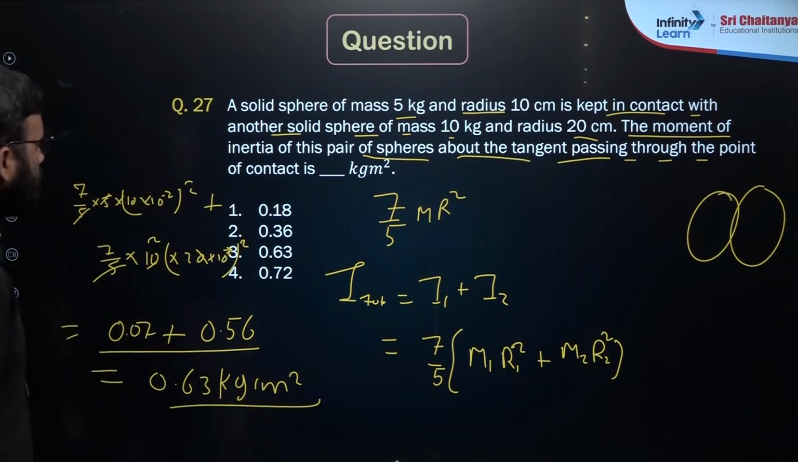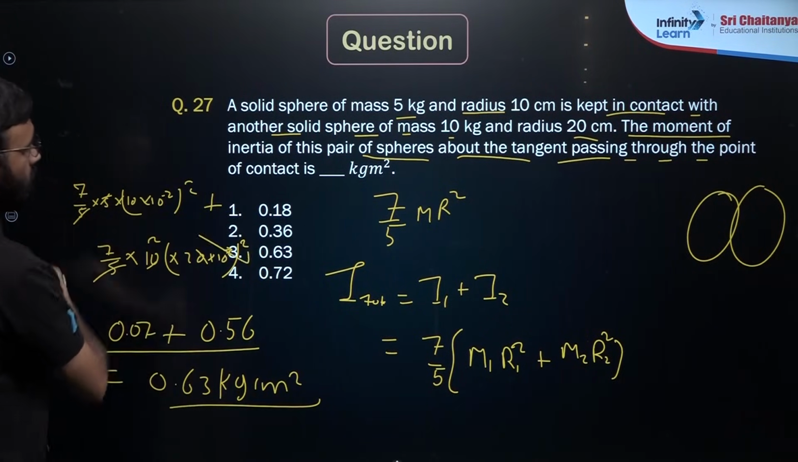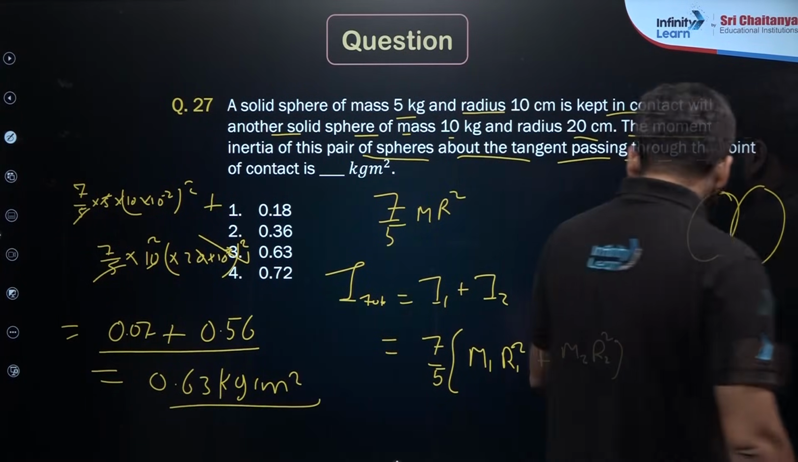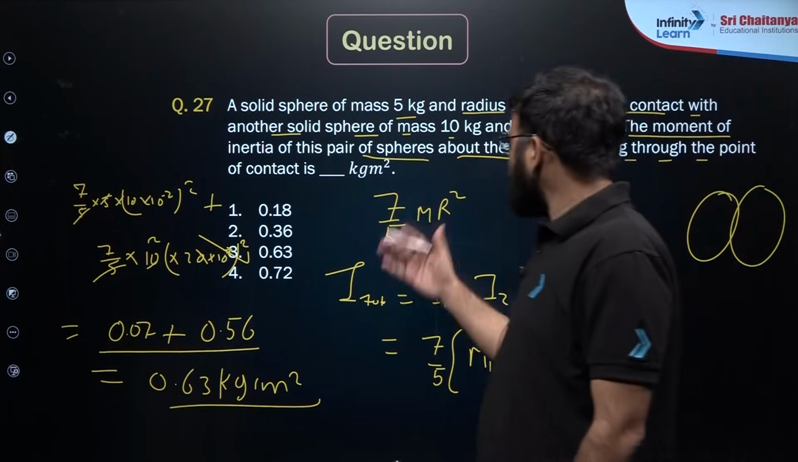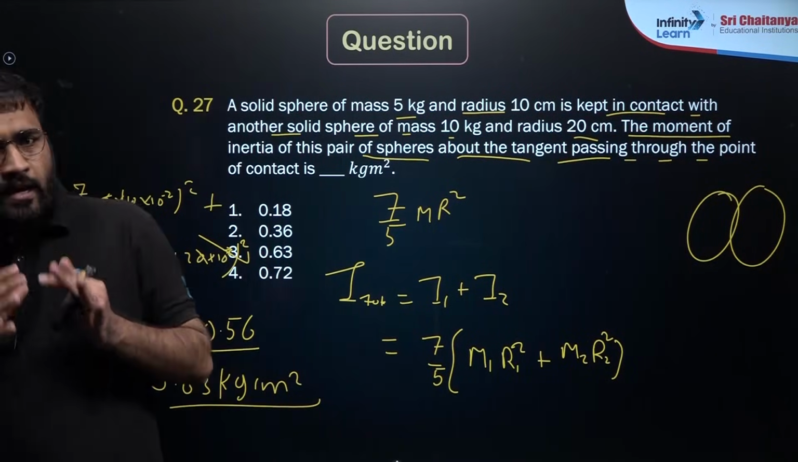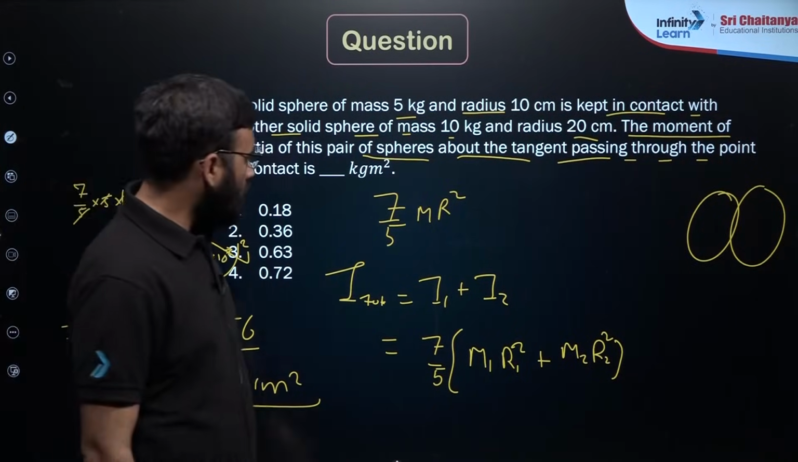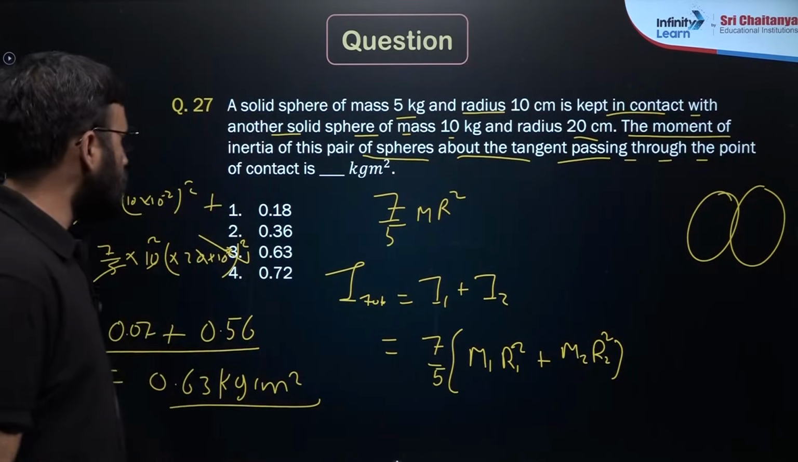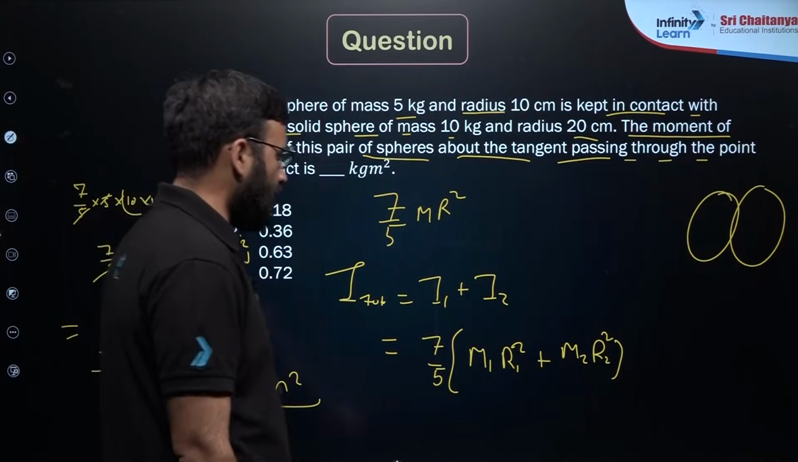So which option? Option third is your correct answer, beta. Just find the moment of inertia about its tangent. That is 7/5 mr square, both are in contact. For finding the total moment of inertia, you can use I1 plus I2, and that formula you can use. So you can easily put the values and get the answer.